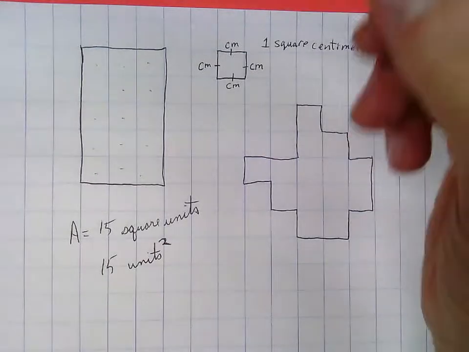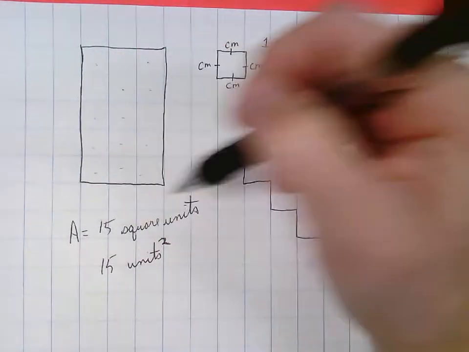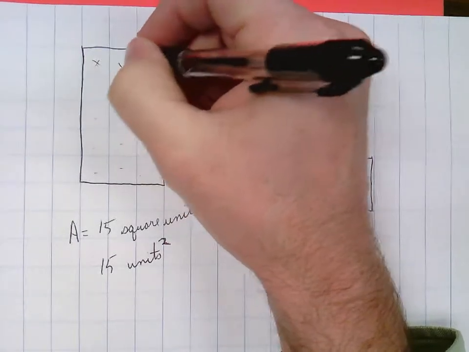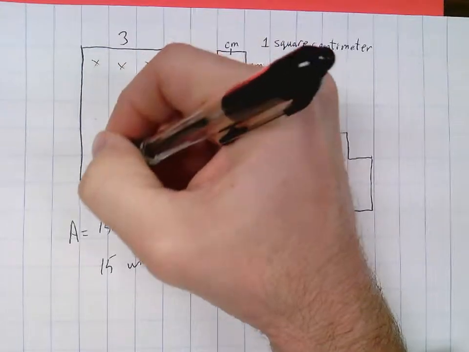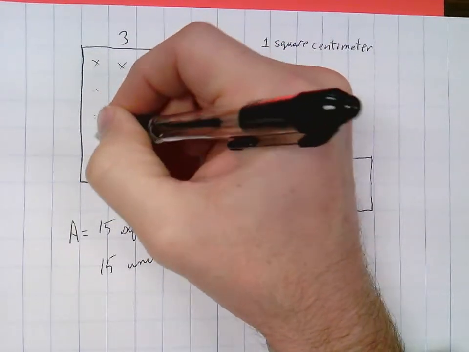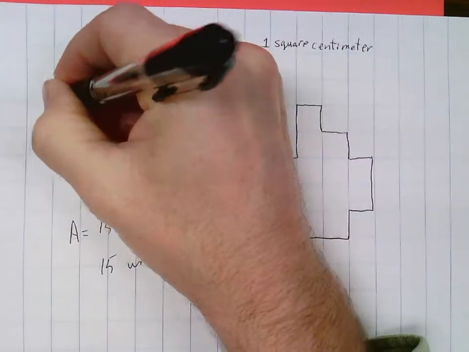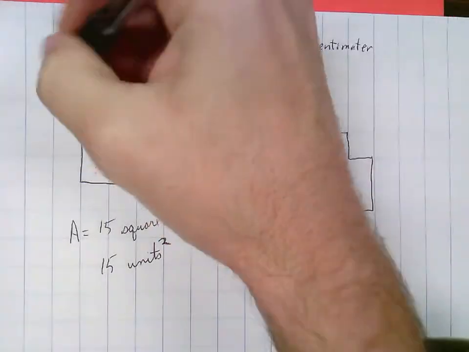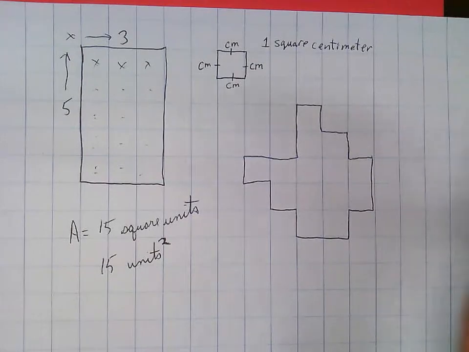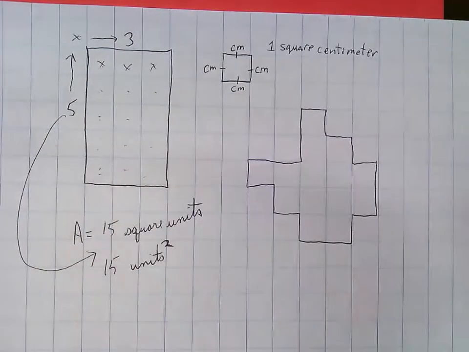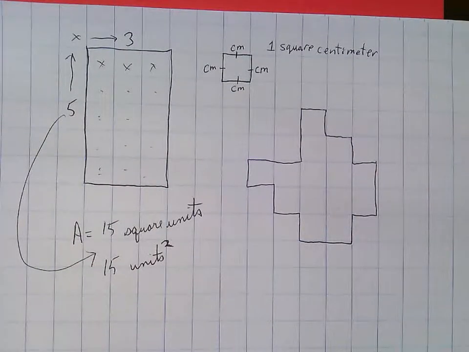Now, another way to figure this out without counting all those squares, I can count the top row, and there's 3 there, and then I can count how many are in that row. 1, 2, 3, 4, 5, and it's just like an array, and I can multiply these two numbers. 5 times 3 also gives me my 15 square units. That only works for areas of rectangles.